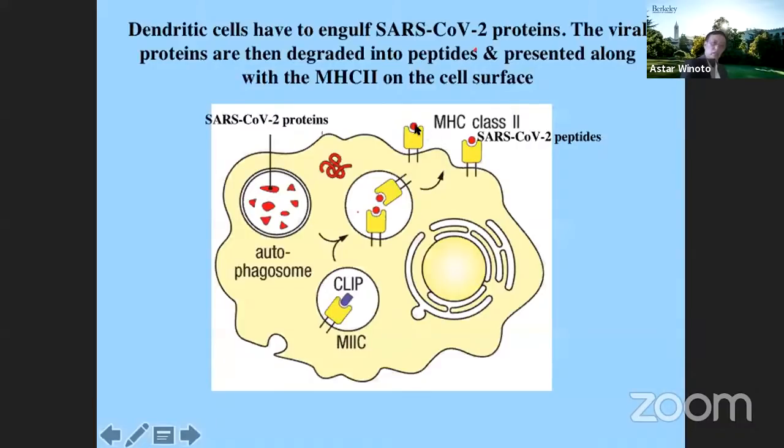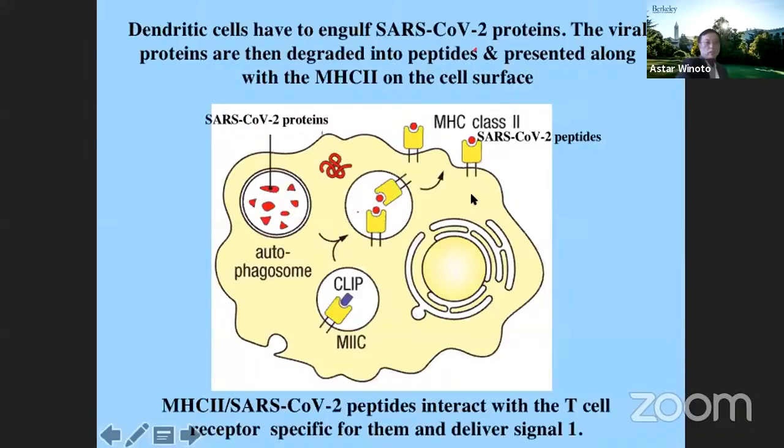So the T cell will then see this as something is wrong here, or there's some peptide here that I've never seen before. These are peptides that are not from self protein, but peptide from virus in this case. Okay? So it interacts with the T cell receptor, they are specific for them, and deliver signal 1.